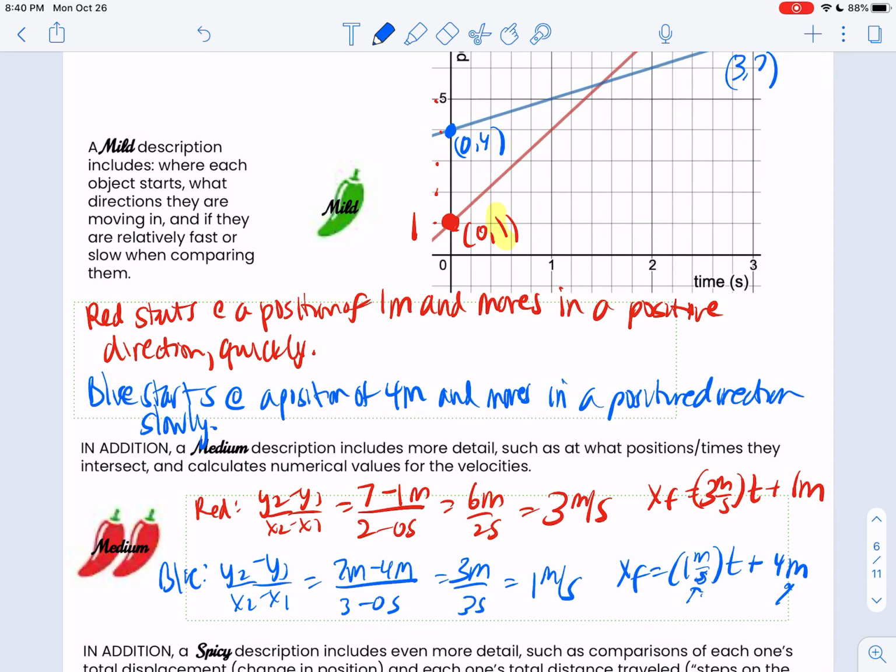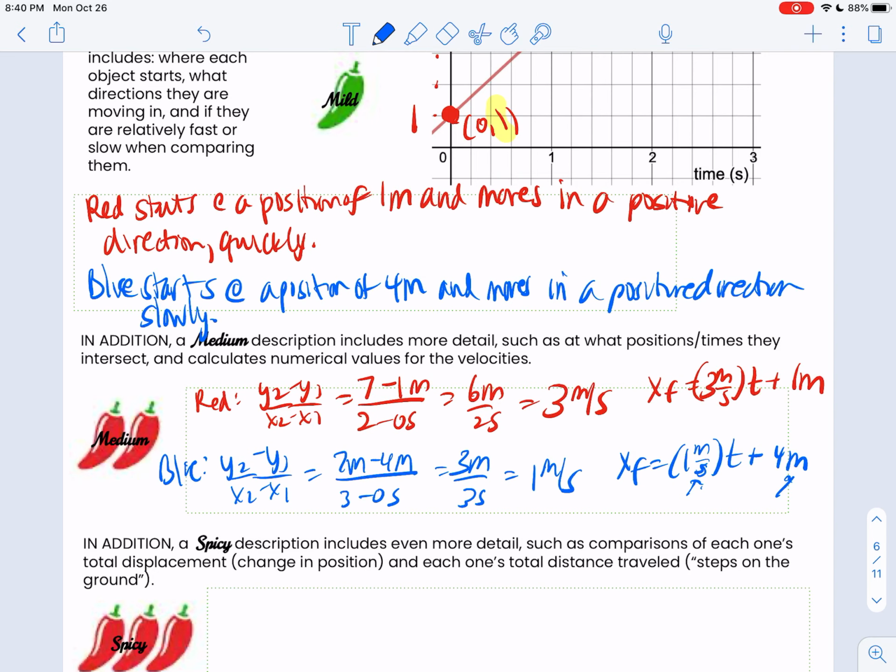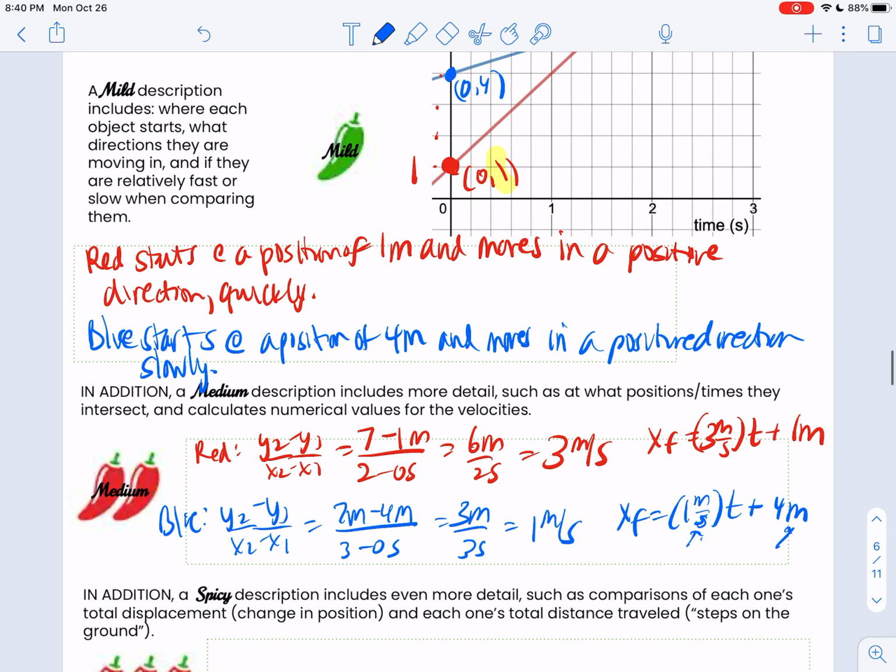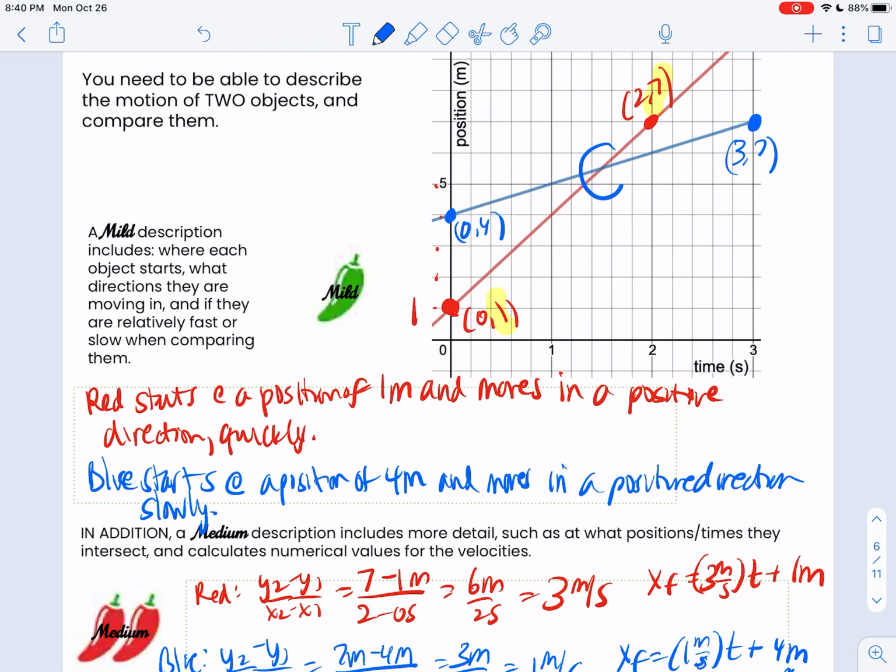If we wanted to do something else for spicy, let's just focus on here. This is going to be their meeting point. So we really want to take a look at that. There are ways we can calculate it, which we'll maybe do next week in the summative. But for now, we're just going to look at that. That looks like it's about in the middle.